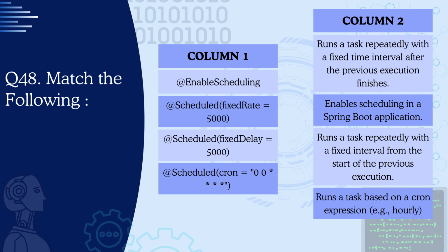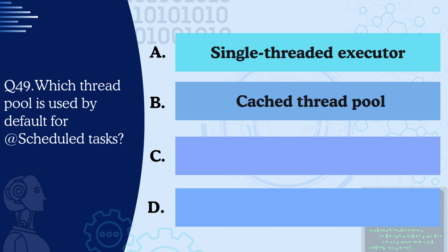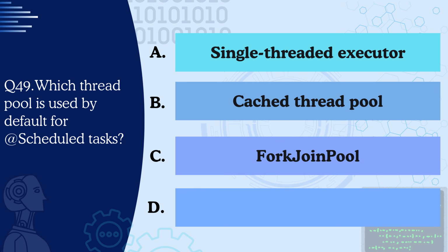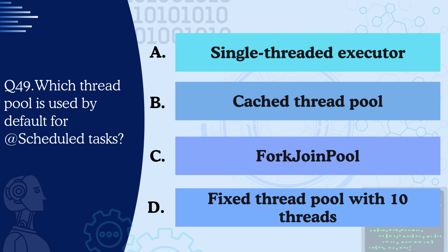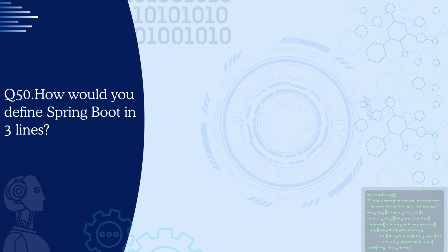Question 49. Which thread pool is used by default for @Scheduled tasks? A. Single threaded executor. B. Cache thread pool. C. Fork join pool. Or D. Fixed thread pool with 10 threads. So the correct answer is A. Single threaded executor. Now the last question is, how would you define Spring Boot in 3 lines?